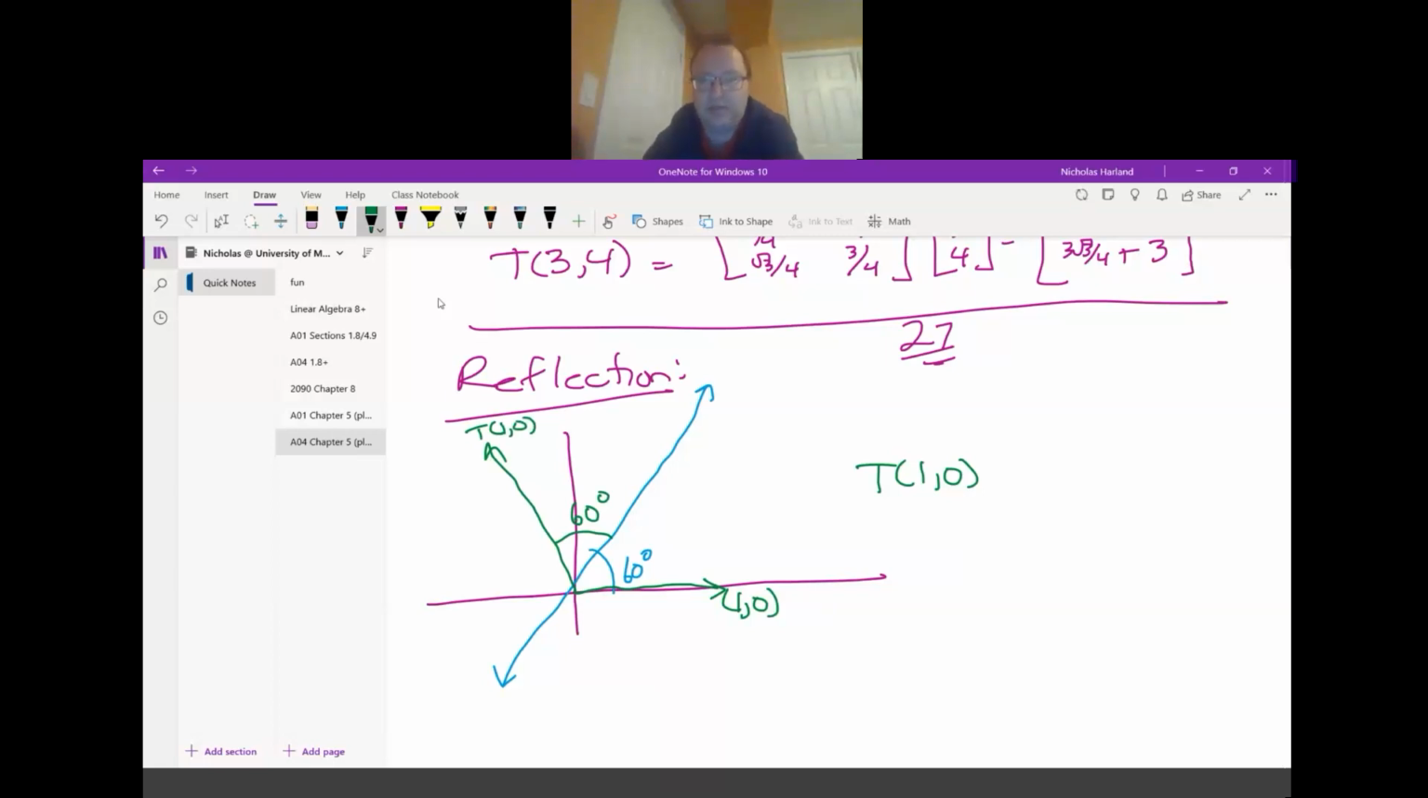In other words, what do we get? What's T of 1, 0? Honestly, using our rotation ideas, T of 1, 0 is basically just rotate by 120 degrees. So cos 120, sine 120. Maybe I'll actually get it right this time. That's going to be negative a half, root 3 over 2.